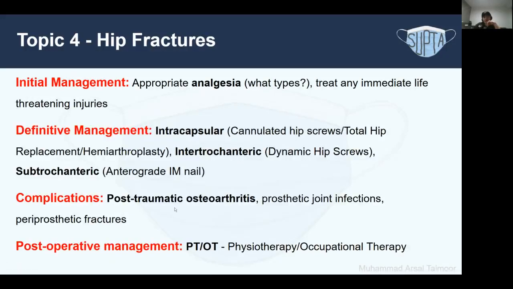Complications, main thing: post-traumatic osteoarthritis, periprosthetic joint infections and fractures. Periprosthetic fractures and prosthetic joint infections become more of an issue when you are thinking of hip replacement, and then more longer-term complications. And obviously, physiotherapy and occupational therapy are one of the most important parts of a patient's journey as they recover on the wards. PTOT, or physiotherapy and occupational therapy, is something you'll hear a lot in your clinical years.